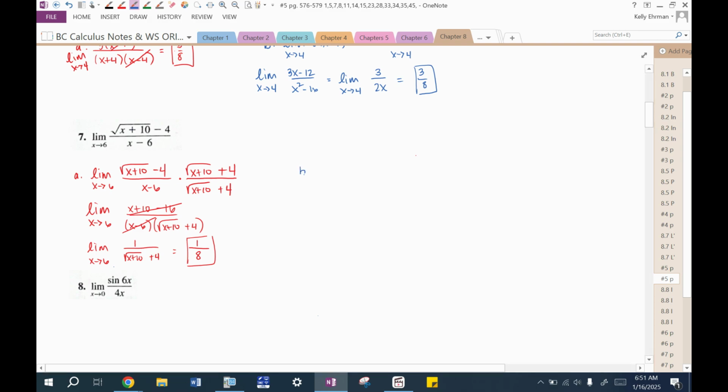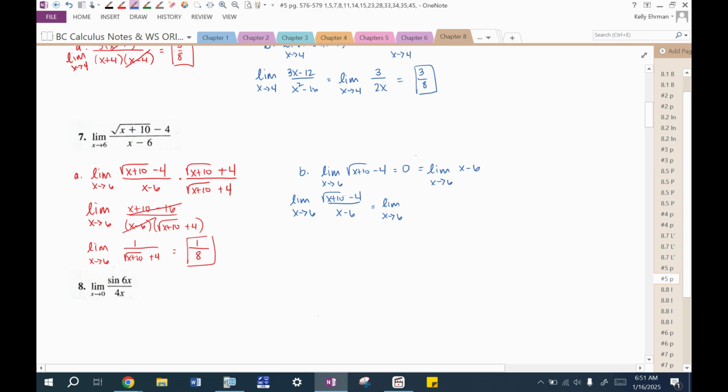Okay, L'Hopital's rule says, let's show that we get 0 over 0. So as x approaches 6, of the square root of x plus 10 minus 4, that equals 0. And 0 is also equal to the limit as x approaches 6 of x minus 6. So the original limit, which is this, is equal to the limit as x approaches 6 of the derivative of the top over the derivative of the bottom.